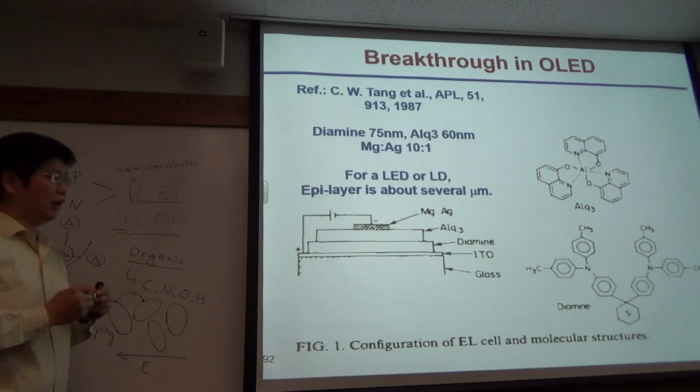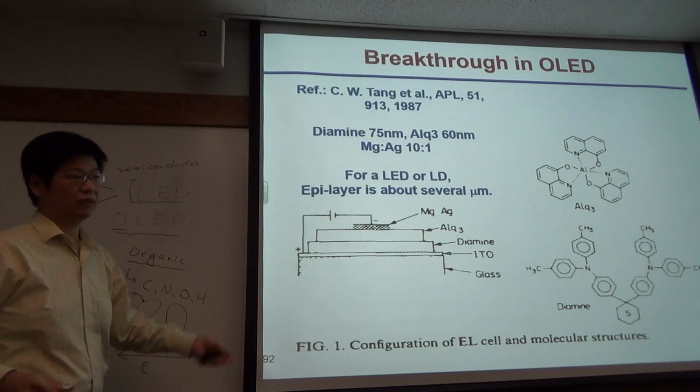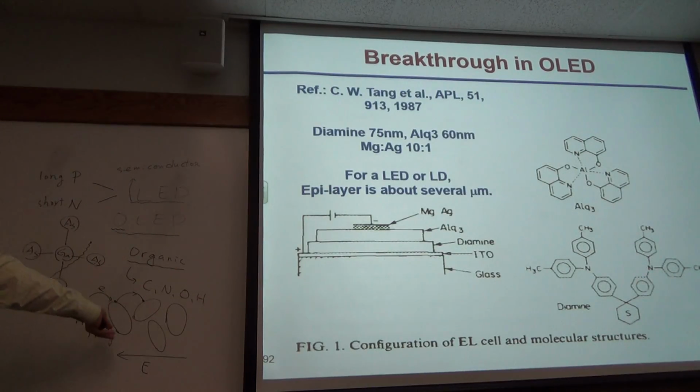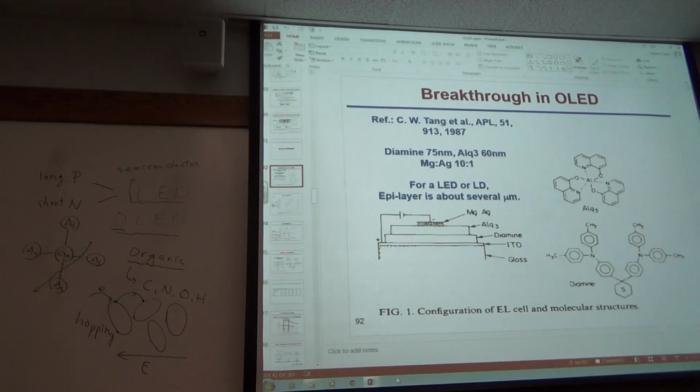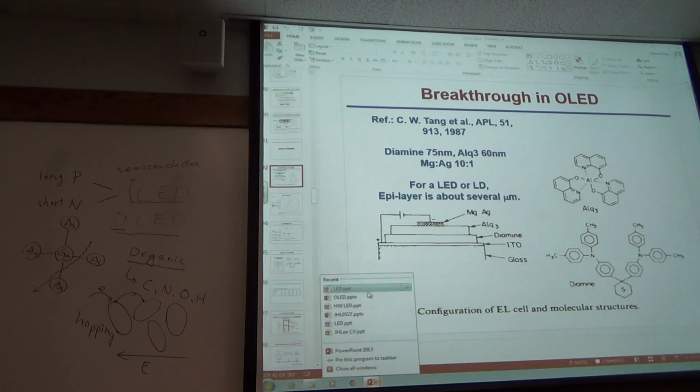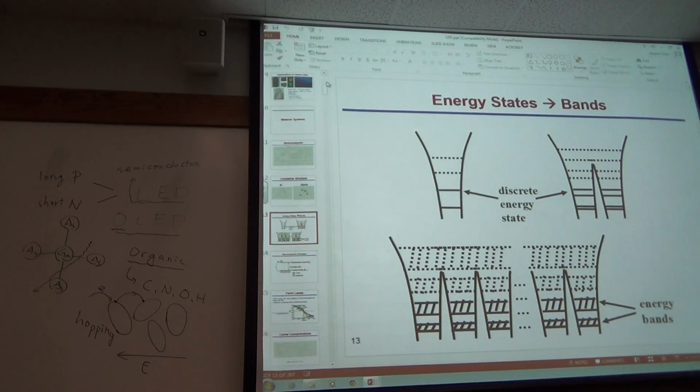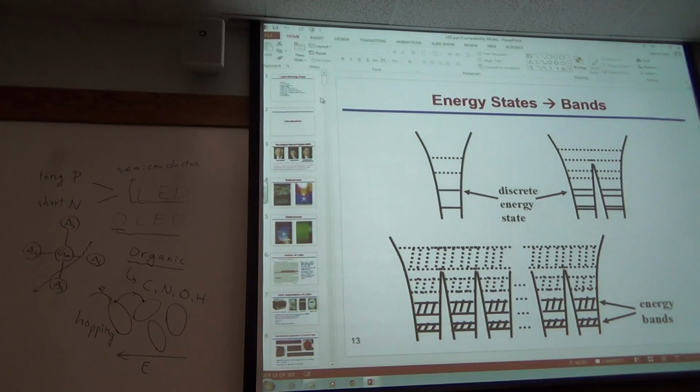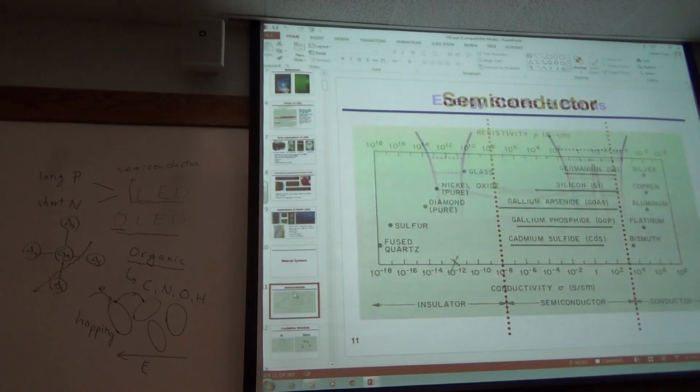So this time we also talk about semiconductor. So what is semiconductor? From the definition, semiconductor means your conductivity is between conductor and insulator.